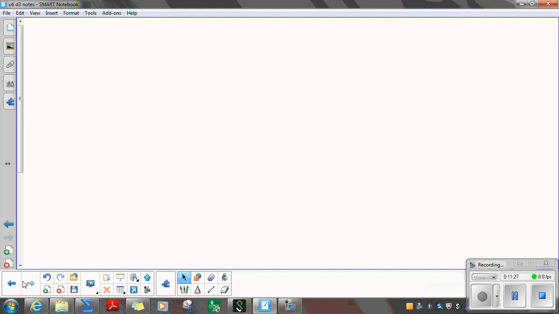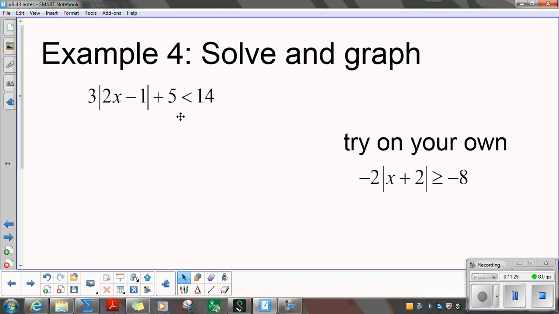This is the last example? Yeah. Alright, last example. So we have to solve and graph this one as well. Now, in order to do these kind of things, just like with equations, the absolute value needs to be by itself. So we have to isolate the absolute value before we split it into an and or statement. So to do that, I'm going to get the absolute value by itself. I'm going to subtract 5 from both sides.